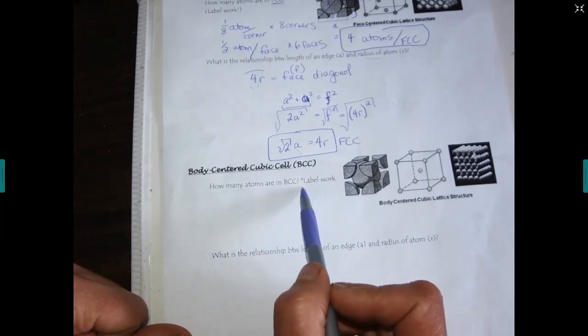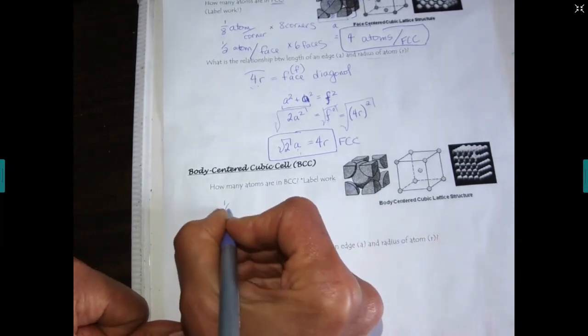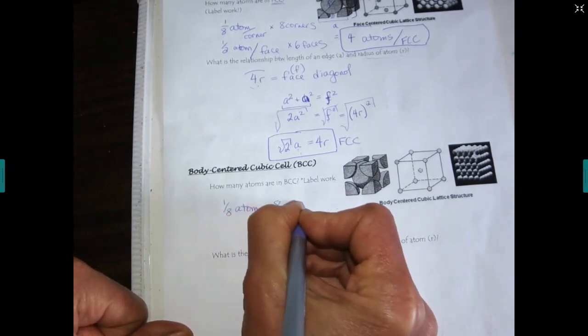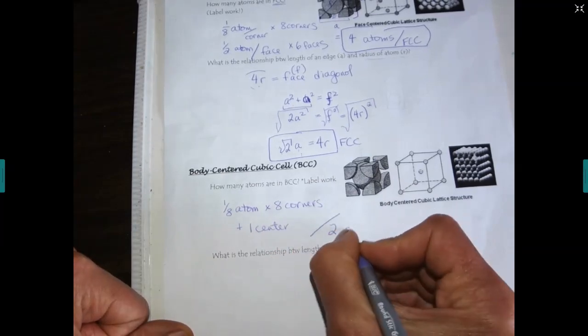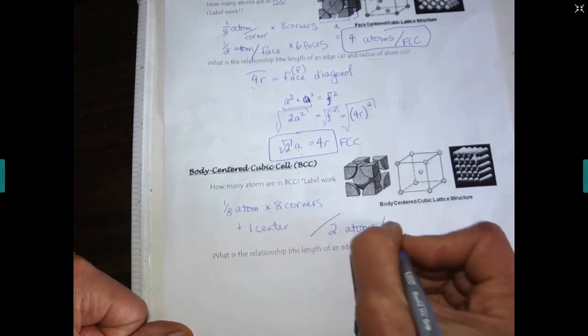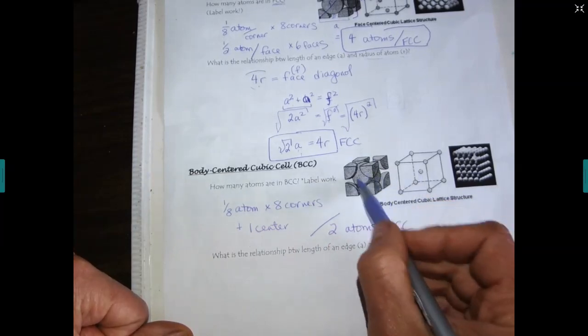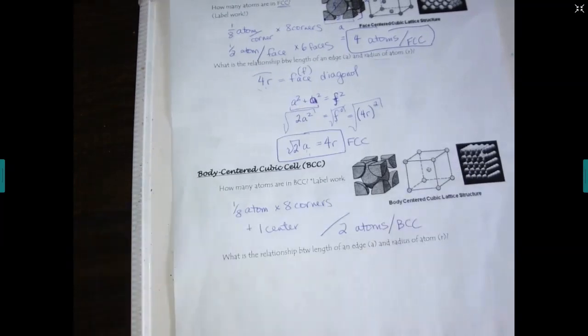All right, so for BCC, it's easier. You have your corner, 1/8 of an atom times your 8 corners, and then you have one whole atom in the very center, plus 1 in the center. So we get 2 atoms per BCC, body centered. In a body centered cell, the way they pack is called a tetrahedral hole. This would be more probably how oranges and apples would pack. Anyway, we get 2 atoms per BCC.